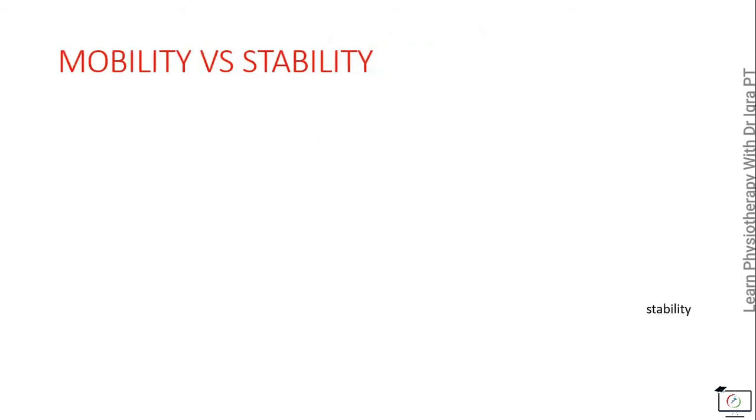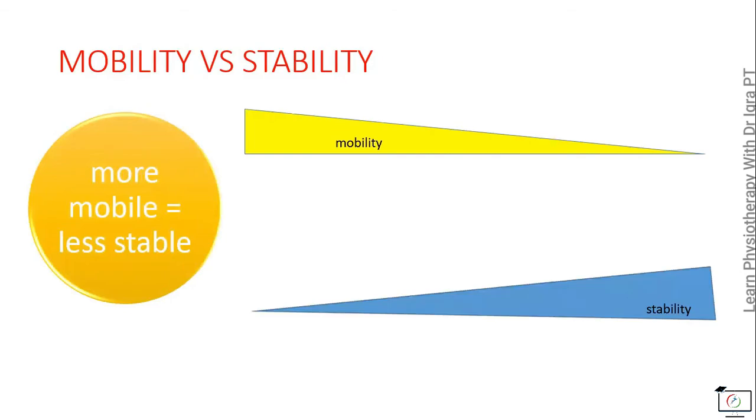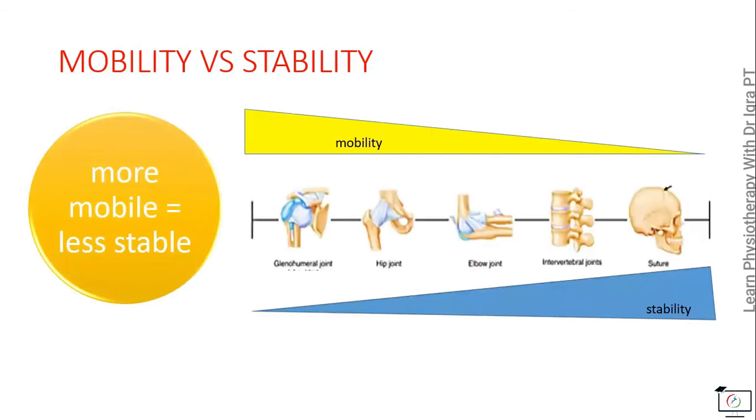The relationship of mobility and stability is an inverse relation. The more mobile the joint is, the less stable it is. For example, the glenohumeral joint is the most mobile joint with the least stability, while the suture joint is immobile, having the most stability.